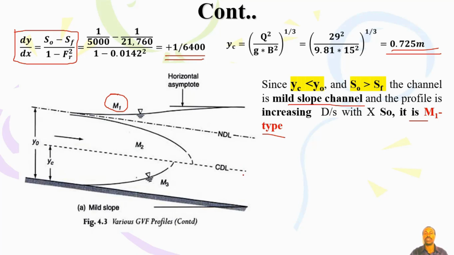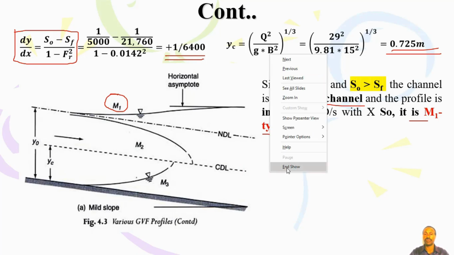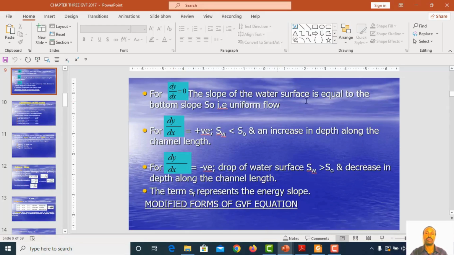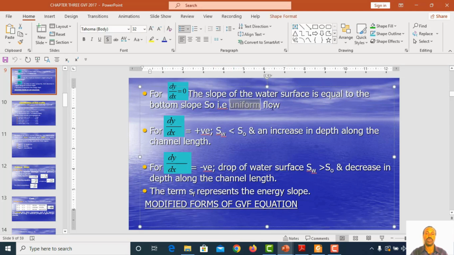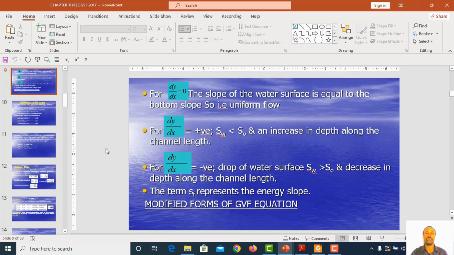So don't forget the types of profiles from the previous topic. We have dy by dx equal to 0: the slope of the water surface is equal to the bottom slope, S naught is equal to Sf. So clearly, uniform flow will be attained. Otherwise, if dy by dx is positive, then there is an increase in depth along the channel. So using this, we can say the depth is increasing. Otherwise, if it is negative, a drop in the water surface will happen.